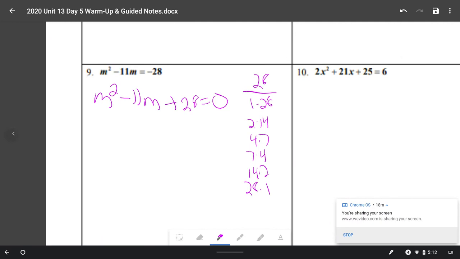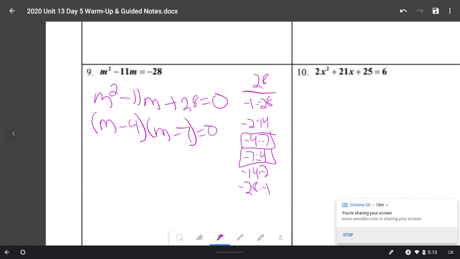Well, since the middle is negative and the last number is positive, I know these both have to be negative numbers. So now we can really take a look to see if any of these add to give me a negative 11. So now I believe this one that I'm going to circle, the negative 4 and 7, and the negative 7, 4. It doesn't matter which order you write it in because you'll get the same answer in the end. So if you pick one of those two, you'll be in business. So it's m minus 4, m minus 7.